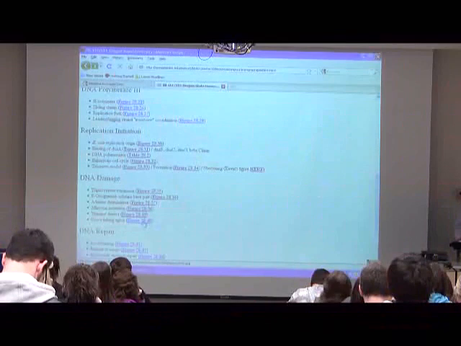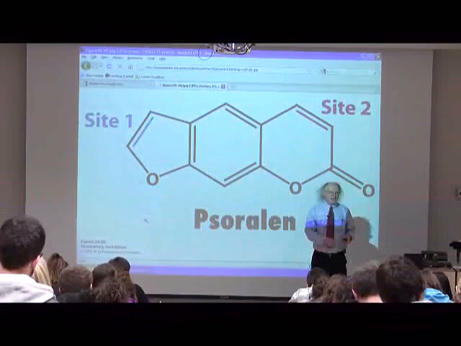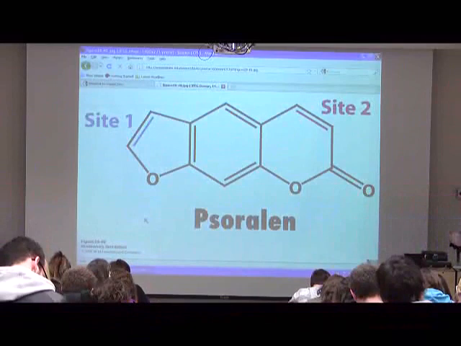Last, here is an agent called psoralen. Psoralen is an agent that will cross-link. That is, it will bind to one portion of DNA, and then it will bind to another portion of the DNA, and in the middle it will be, okay, holding the two together.